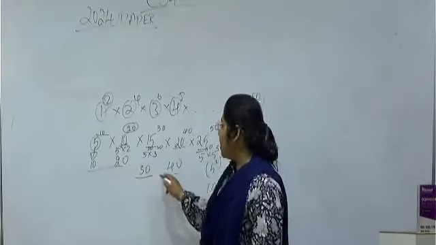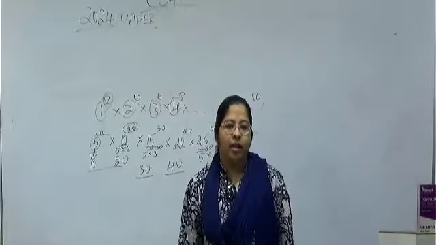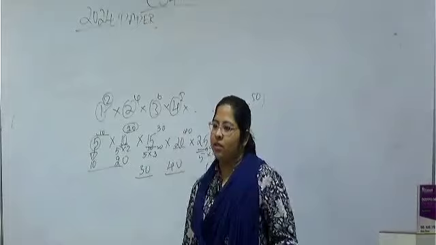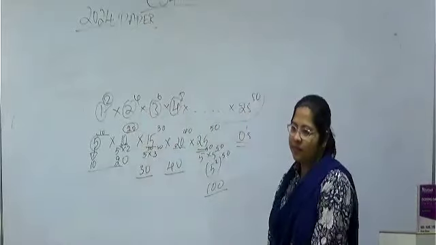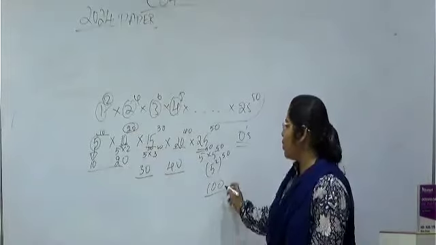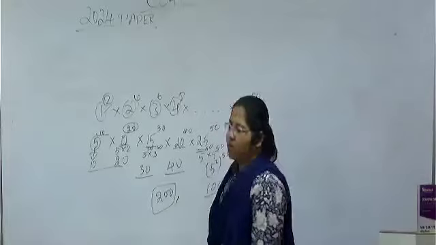30, 60, 40, 100. Is that option 200? Number of fives is equal to number of zeros. 100 zeros you will get in this calculation. 200 zeros we will get in that. 100 plus 100, 200 zeros.